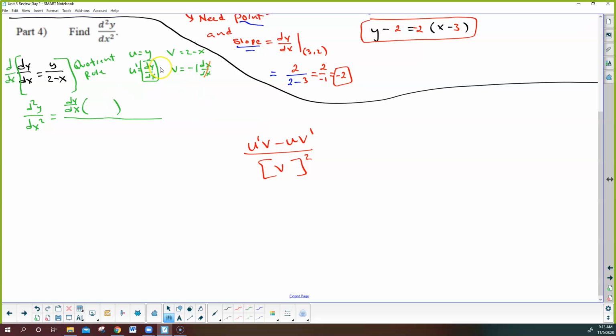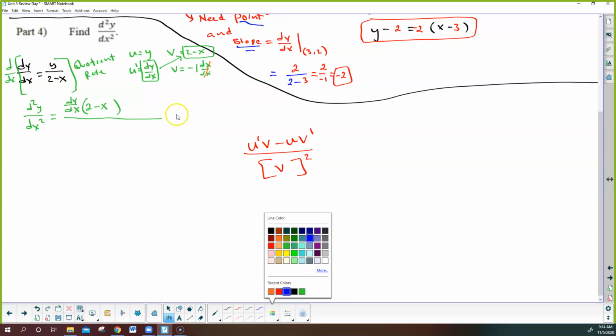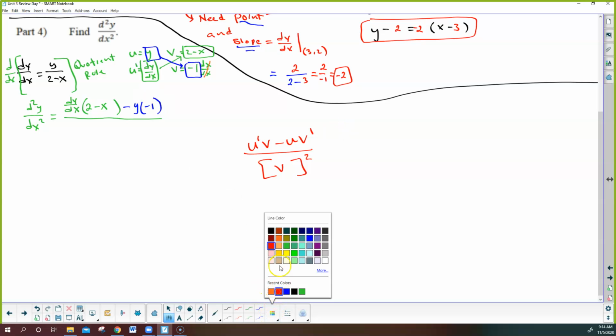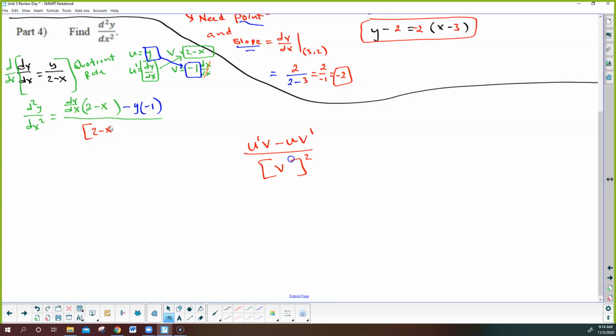Times the original second, which is 2 minus x. And then we're going to subtract the original first times the derivative of the second. So y times, now the dx reduces out, so the only thing that's left over is a negative 1. And then that's all over the original v, or denominator, squared.